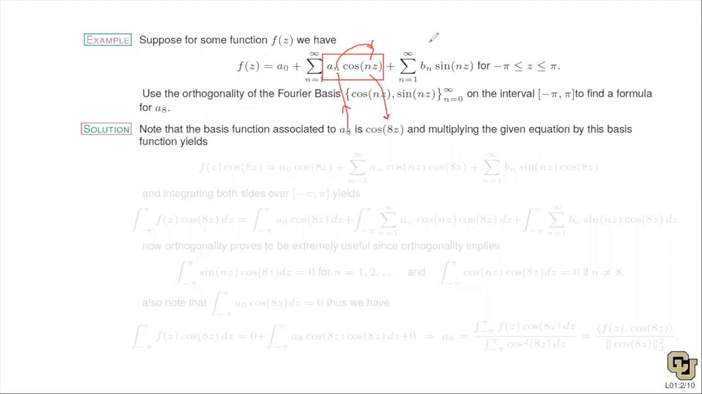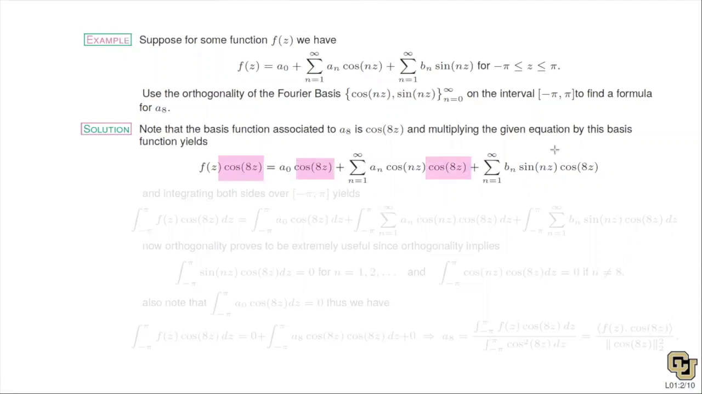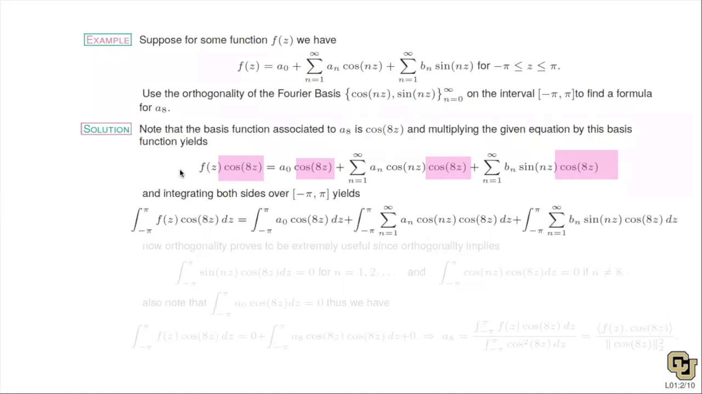So let's multiply both sides of the equation by cosine 8z. Why? I'll show you. So here I've got my cosine 8z slapped on both sides. Now integrate both sides of the equation from negative pi to pi. So now we have this mess. And assume we can interchange here. We can bring the integral inside the sum. Just assume we can do that for now.